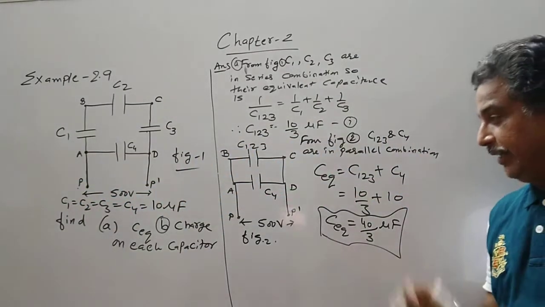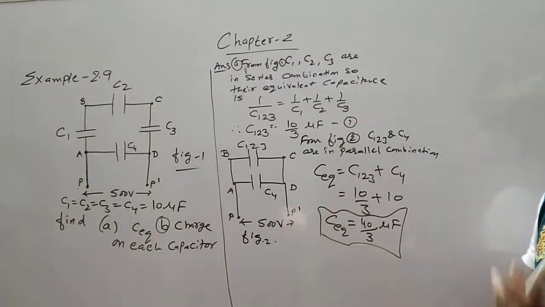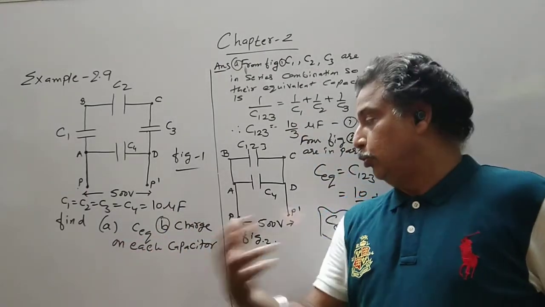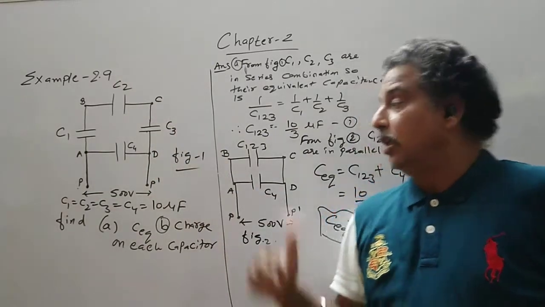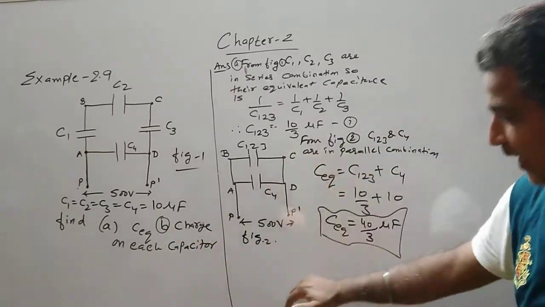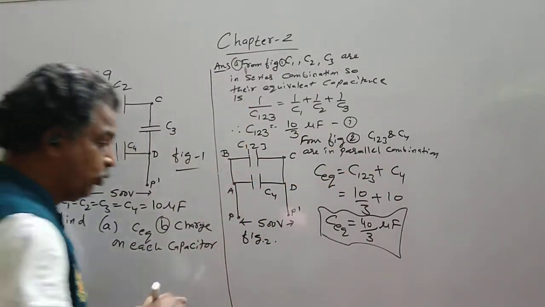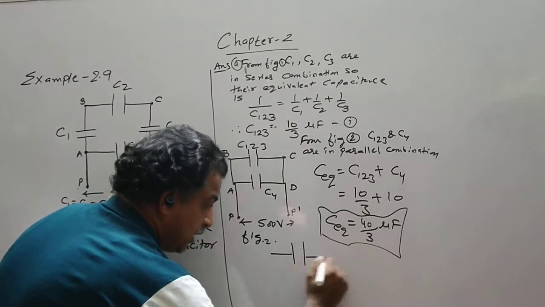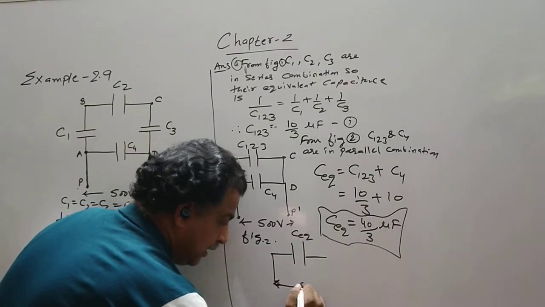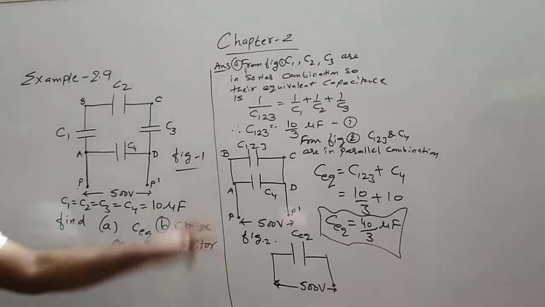Now, if only the equivalent is asked, our answer is over. But because you have to find out the charge on each capacitor as well, you have to find out the potential on each capacitor too. So we draw the equivalent diagram of this, which will be our figure number 3. In this equivalent diagram, this is my C equivalent and this is the battery of 500 volt.